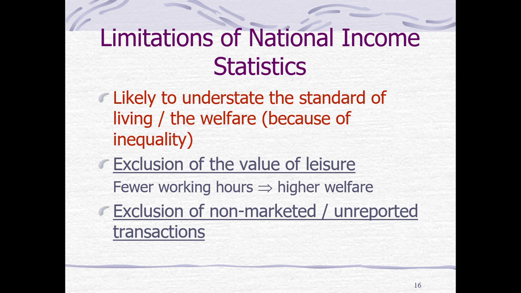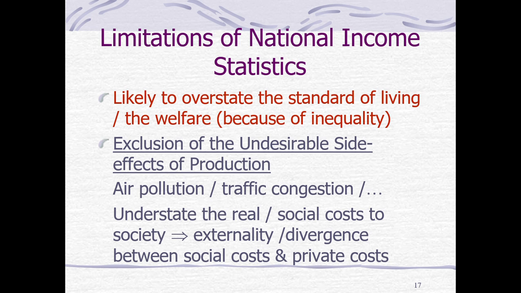And also it excludes non-marketed and unreported transactions. There are some transactions that are earning people a lot of money, but because some of these transactions are not reported in national income, we might think that people are not earning anything at all. So that is also one limitation of national income.